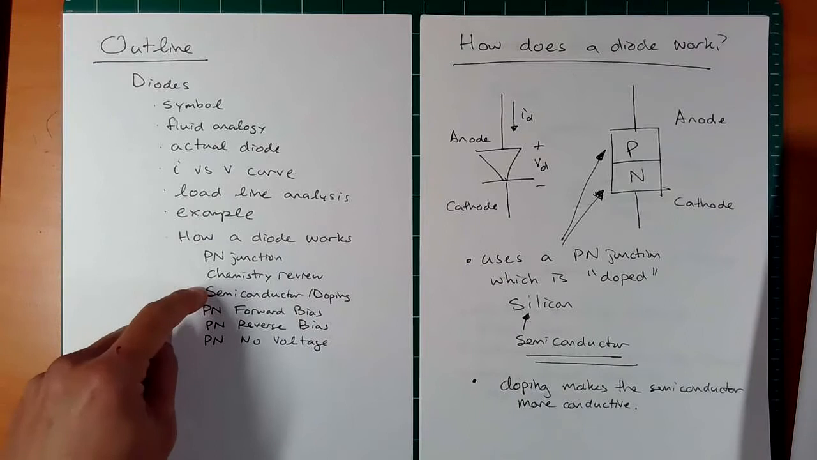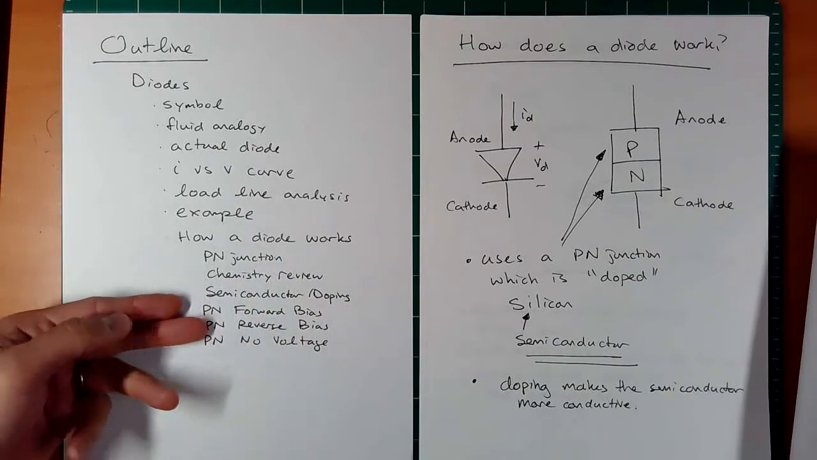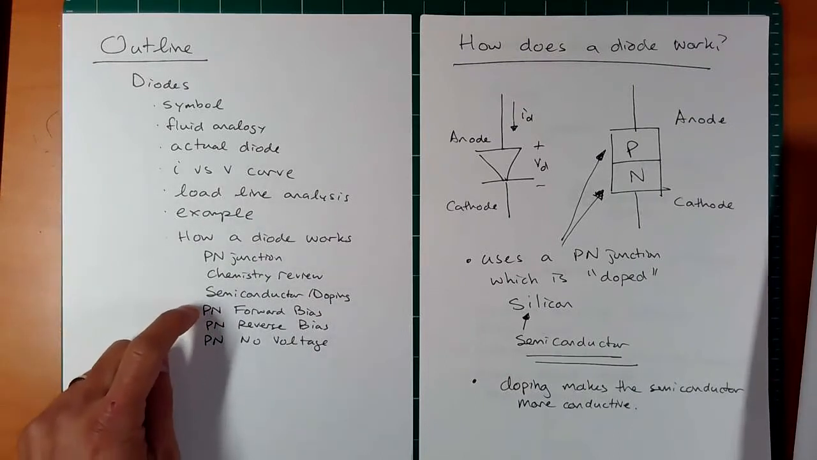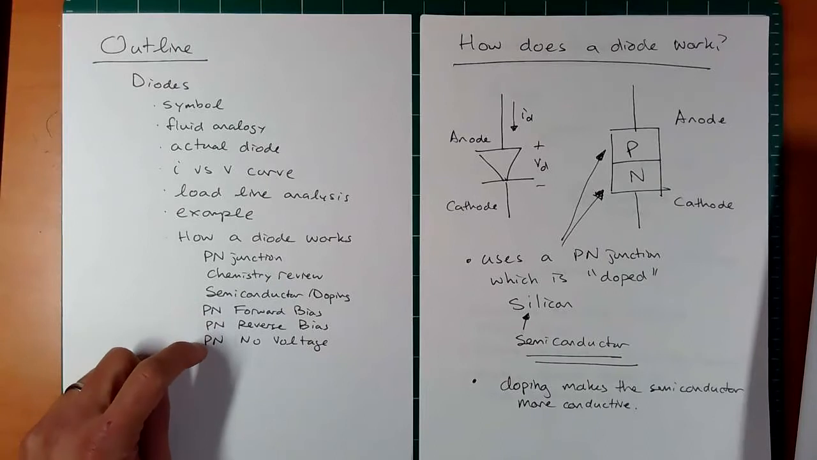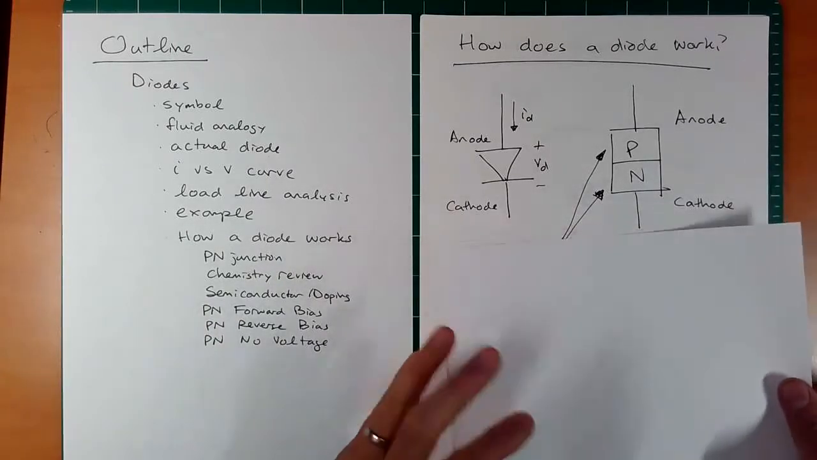We'll talk about semiconductors and doping, and we'll look at the three scenarios for a diode: forward bias, reverse bias, and actually no voltage being applied to that diode. And so how does the diode work?